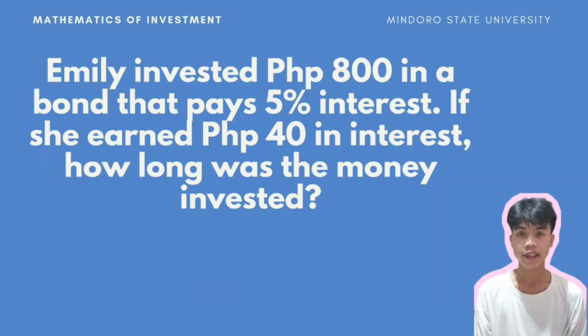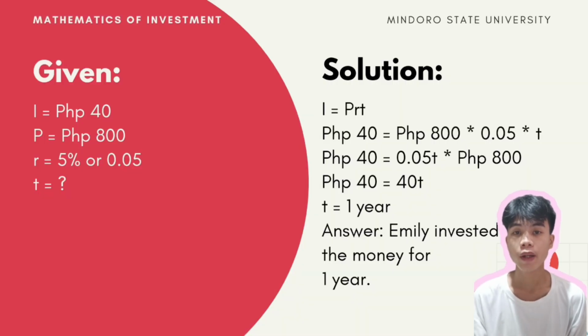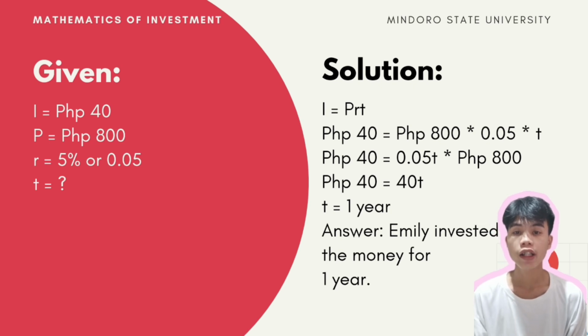Here is another example. Emily invested 800 pesos in a bond that pays 5% interest. If she earned 40 pesos in interest, how long was the money invested? So to solve this problem, let's identify the given. Our interest is 40 pesos. P is 800 pesos. Rate is 5% or 0.5. And time is unknown. To find again the answer, substitute the given values to the formula.